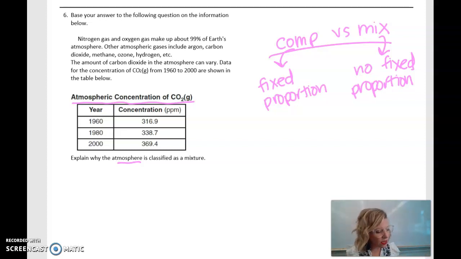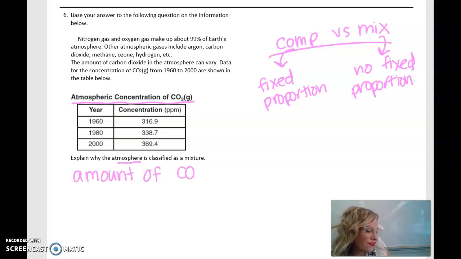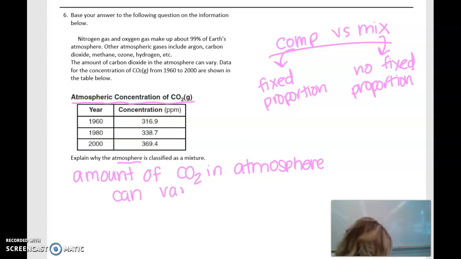And so when we're looking at why atmosphere is classified as a mixture, we are looking at this idea that the amount of CO2 in the atmosphere can vary.